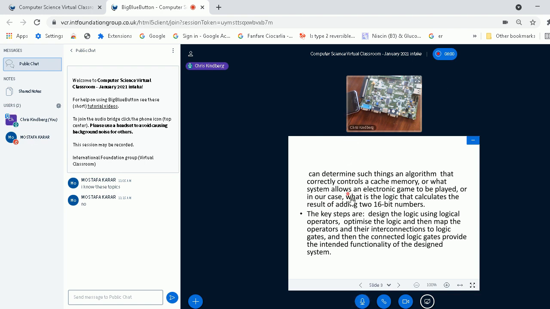straight away. Okay, so the key steps when it comes to designing a system is that you design the logic using the logical operators and, or, and not and so on. And if you want to, you can optimize the logic by hand. Then you can map the operators and their interconnections to logic gates. I mean, we don't need a development board to do that. We can actually do that in a very straightforward fashion, which I will illustrate to you a bit later on.